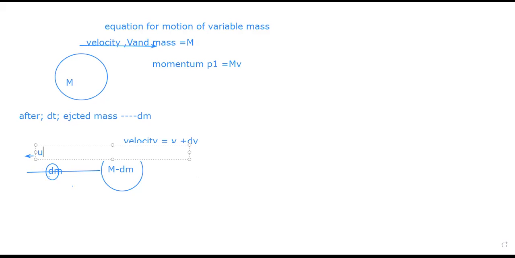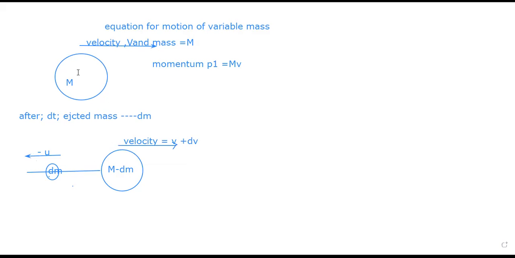But this mass dm which is ejected out from the system is moving in the opposite direction to the original system. So we will put a negative sign for that: minus u. Why a negative sign here? Because the small mass dm is moving in the opposite direction to the original mass. So this is the reaction here.